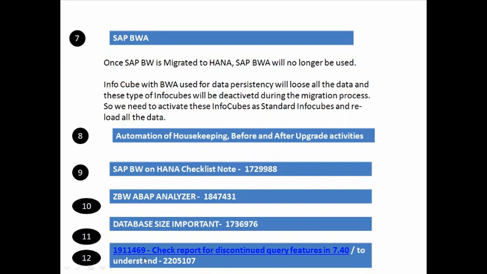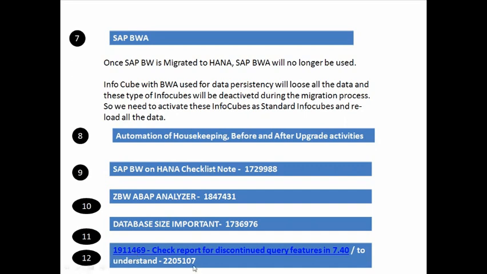So by implementing this note, sorry, note 1911, to understand the errors it gives, you need to use note 22050107. When I implement this note, it will check all the Bex queries and tell me this Bex query has this problem. That means there is a property or functionality used in this query which is not supported in 7.4. So, before migrating itself, I'll fix those issues.